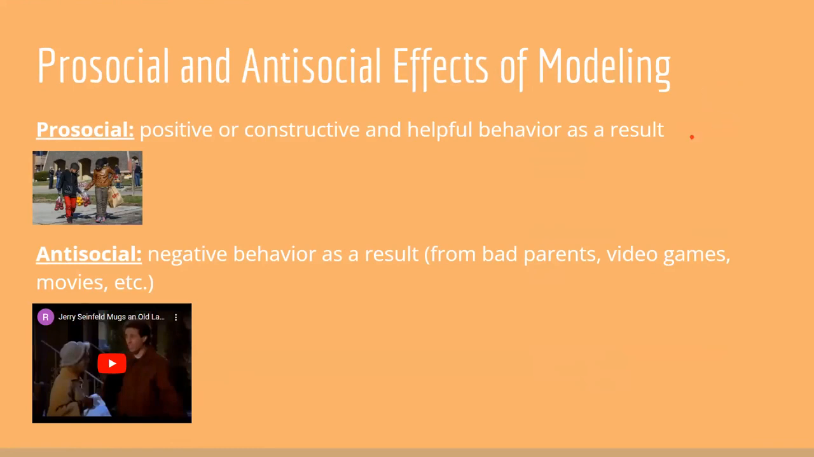And now let's talk about the effects of modeling. So there's pro-social and antisocial. Pro-social is anything that's positive or good. Our modeling does have an effect on children. So a pro-social example would be a kid sees that his mom went across the street to help an older woman with her groceries.